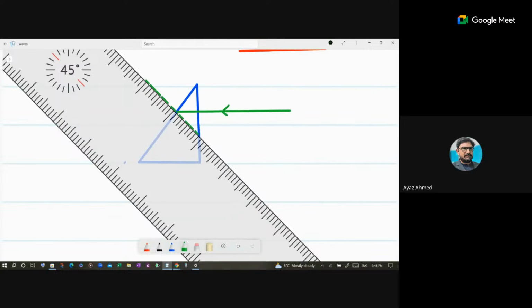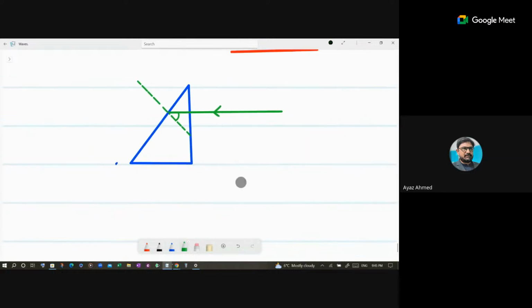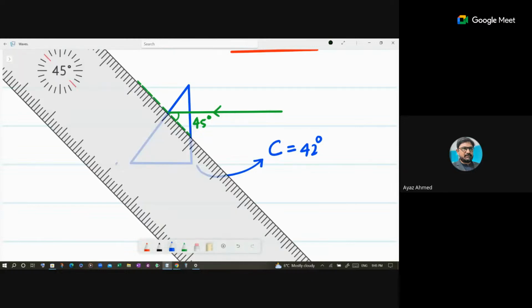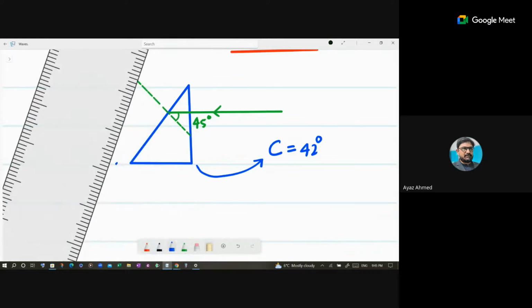So if I give you some data that this angle is 45, what is that angle? 45 degree. Are you getting this thing? This angle is 45 degree. Critical angle for this medium, this blue prism, is 42 degree. Got it? Are you people getting this thing? I have given you the critical angle. So what do you think? Where would the light go?